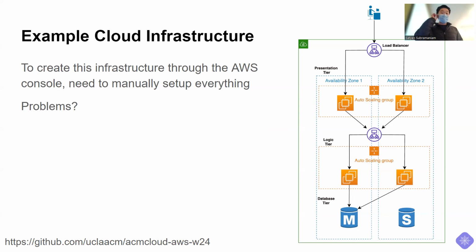So to create this specific infrastructure, with all the three tiers, presentation tier, logic tier, database tier, and all the instances that come with it, all the load balancers and all the auto scaling groups, we have to set this up manually through an AWS console. If we just have to do this once, it can be a little cumbersome, but it won't be a huge issue. But other than that, can any of you see any problems with always having to manually set all this up? Anyone have any ideas?